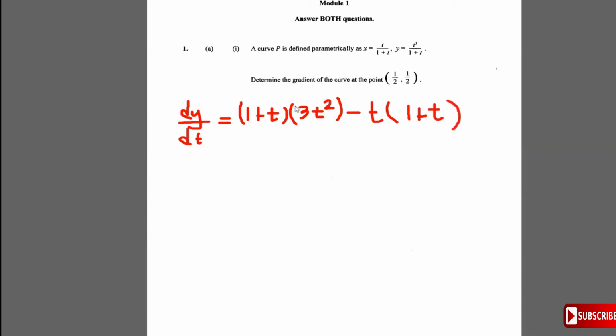So we start with the bottom, times the differential of the top, 3t squared, minus the top, t cubed, times the differential of the bottom. The differential of 1 plus t is just 1. So it's just minus t cubed, over the bottom squared, which is (1 plus t) all squared.